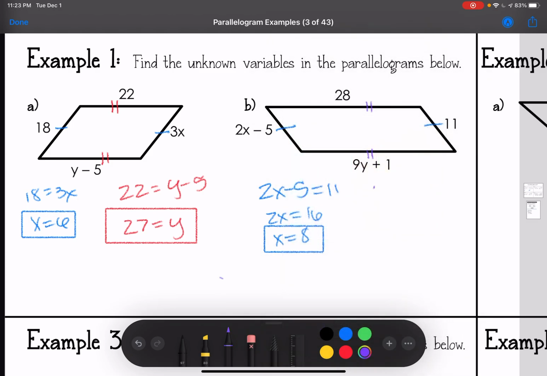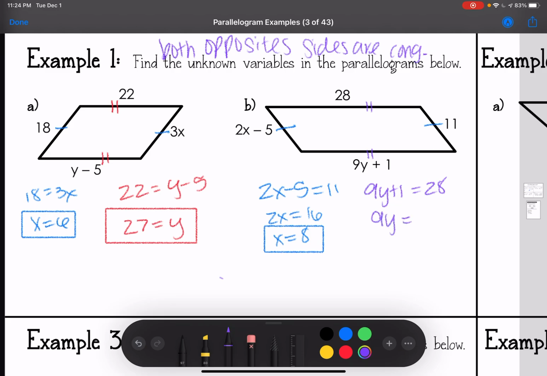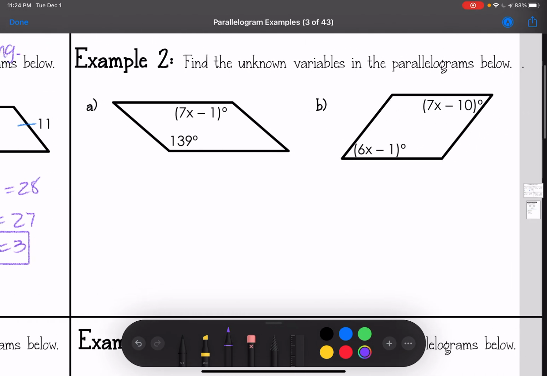All right, and we have 9y plus 1 is equal to 28. Again, this is using that both pairs of opposite sides are congruent. And we got 9y is equal to 27, and y is equal to 3. All right, so it's really that easy. Now that's applying one of the 5 theorems that we're using. Let's do this next one.